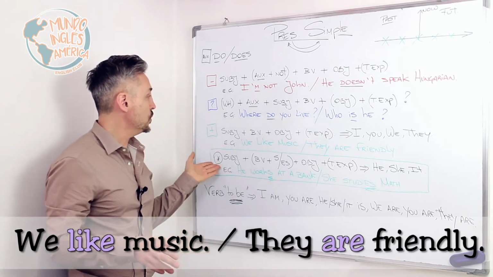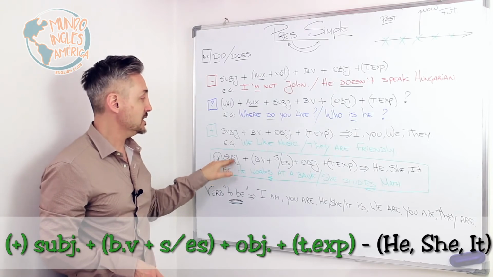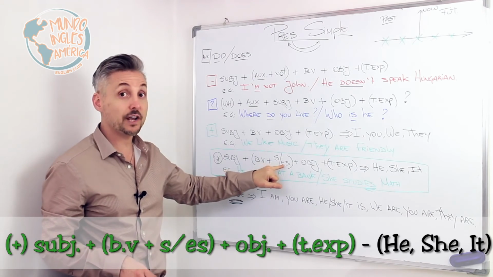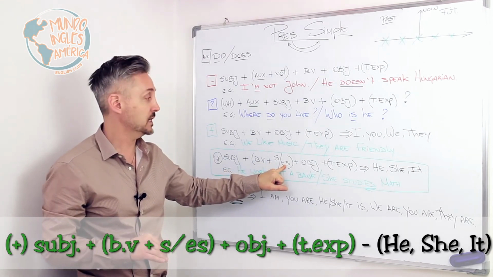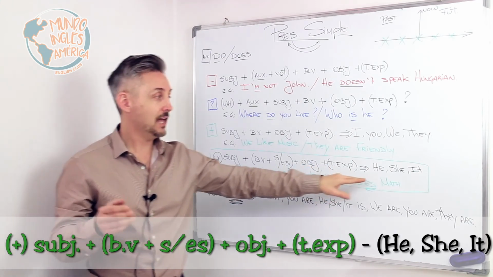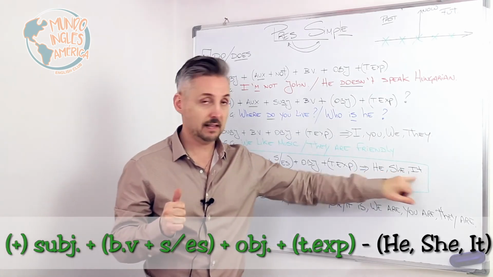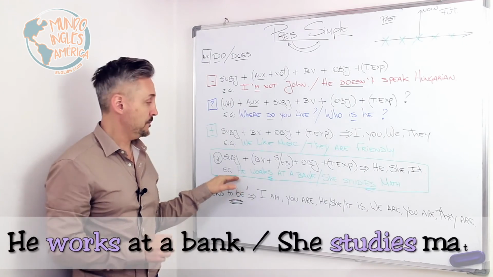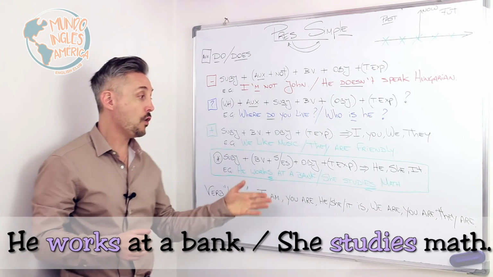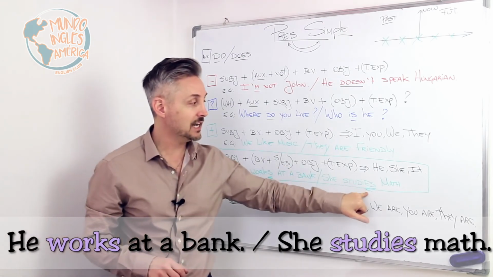Now, if you look at the third person singular, we have the subject, then the base of the verb, then we add s or es depending on the verb you're using. Then the object, then the time expression sometimes, and I noted here is for the third person singular, he, she, or it. So, the example, he works at a bank. Or the other example, she studies with es, she studies math.